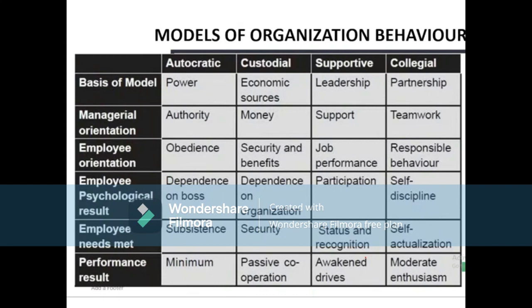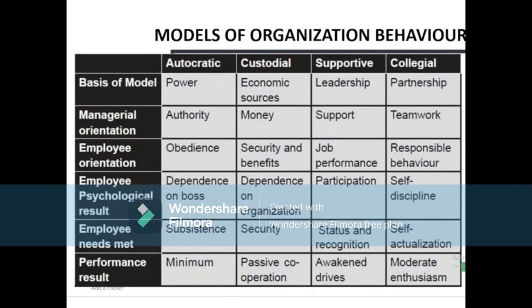Coming to employee psychological result. In autocratic, we will see dependence on the boss. He will be dependent on the boss only. Why? The manager or the leader will hire or fire, so he is fully dependent upon the boss. Coming to custodial, dependence on the organization. Why? Because if he puts in full, maximum effort, he will get some reward system.